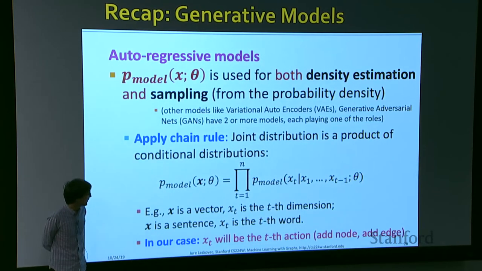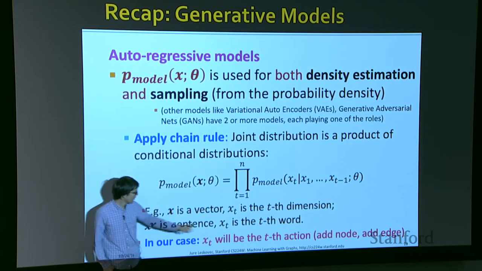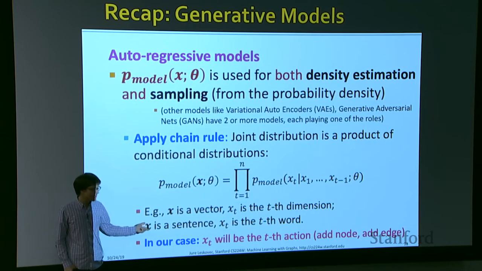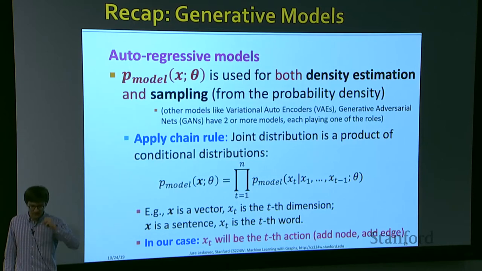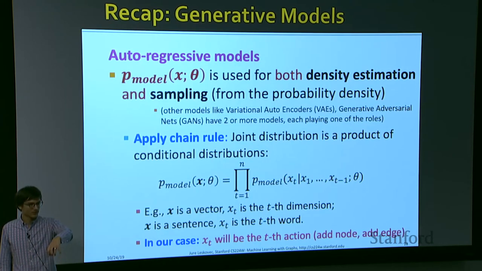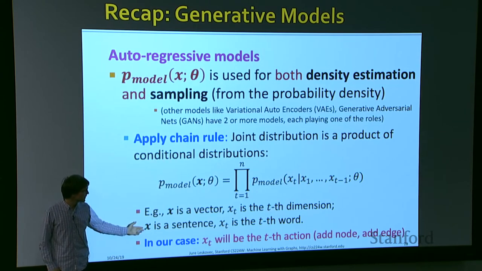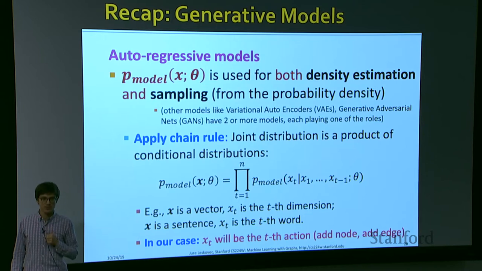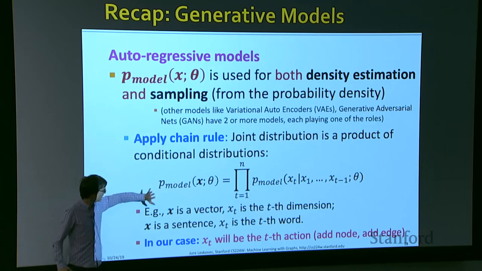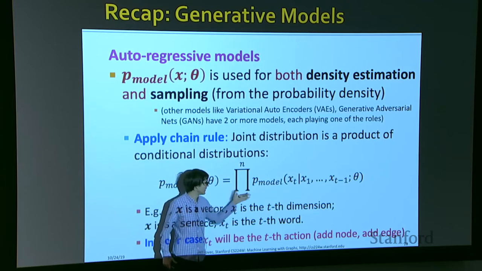For example, if x is a vector, then I could say x_t is the t-th dimension of that vector. Or you could ask how I generate the vector: first I generate the first component, based on what the first component is I generate the second one, based on what the first two are I generate the third one, and so on. Or if I want to generate natural language, a sentence, I generate it as a sequence of words, where the next word depends on all the previous words. And again, this can be as complex as possible. You can always factorize it this way using the chain rule.